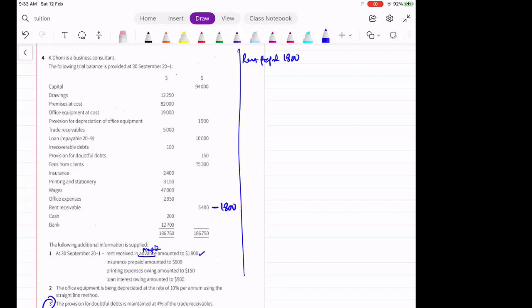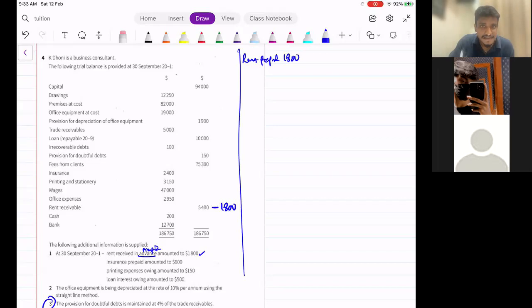Sir, if owing is minus, right? Owing means accrued. So accrued, this is a closing. Accrued closing will be plus. Okay. Okay, sir. Thank you.